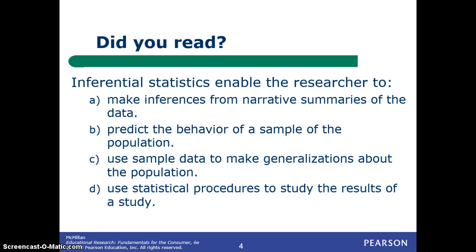But the most correct answer is C. Use sample data to make generalizations about the population. This is the most correct answer because making inferences in statistical analysis is really about making connections between the sample in order to make generalizations about the population.